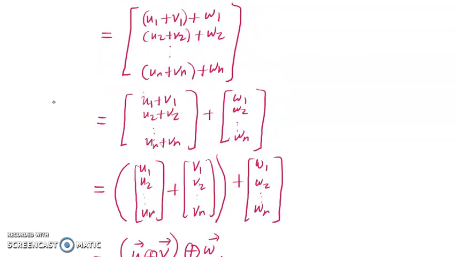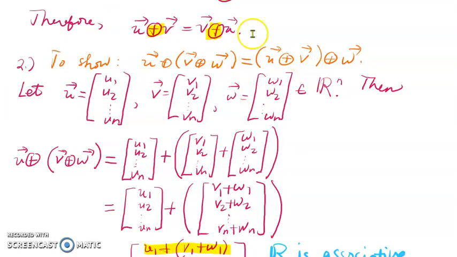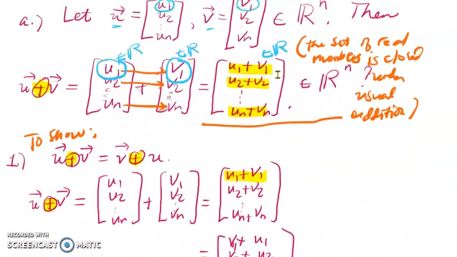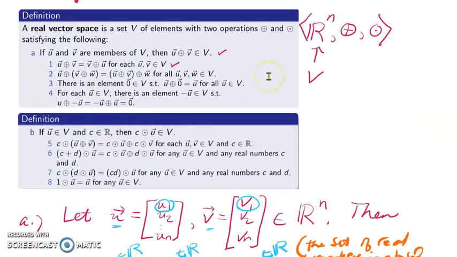Therefore we have shown this one. It's property A2. So property A2 is now checked.